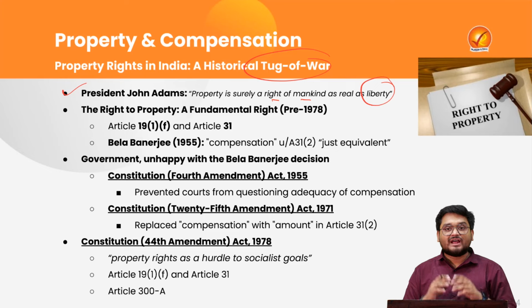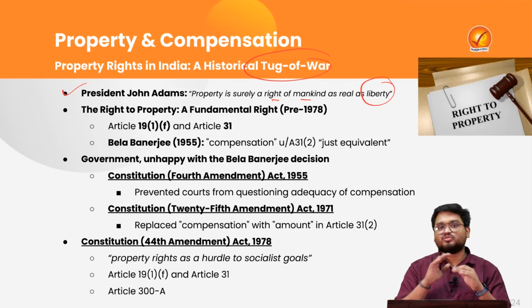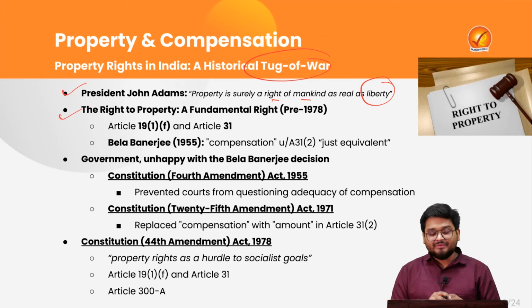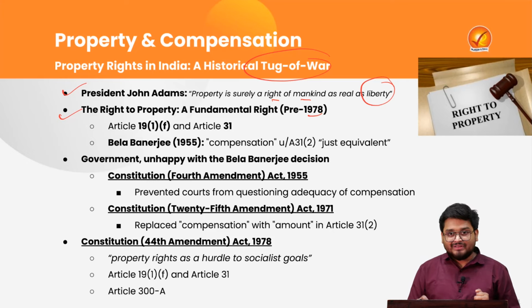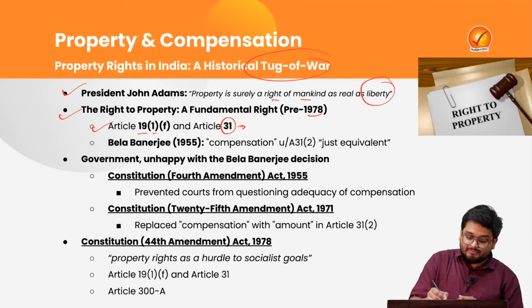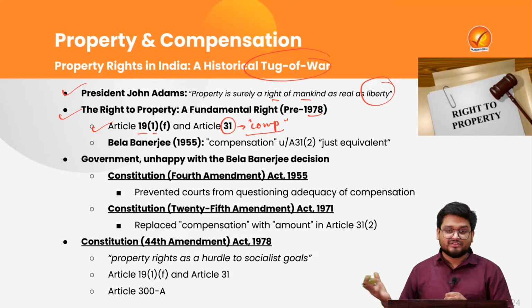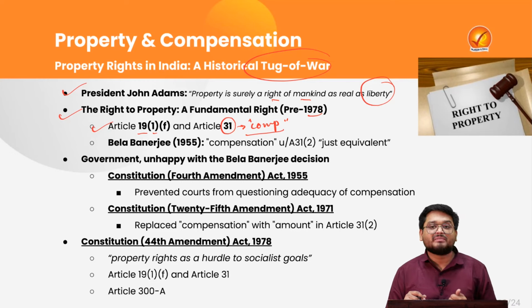That is why we have to understand that the right to property is one of the most important debates when it comes to Indian political circles. Now here, the right to property, pre-1978, was a fundamental right under Article 19(1)(f), and also Article 31, which gave compensation clauses for the right to property and acquisition of property by the state. So it was, before the 1970s, a fundamental right.